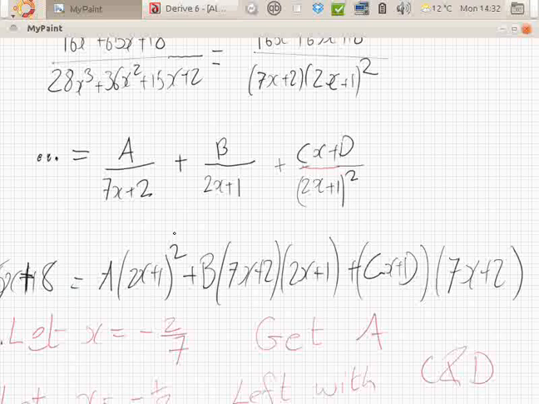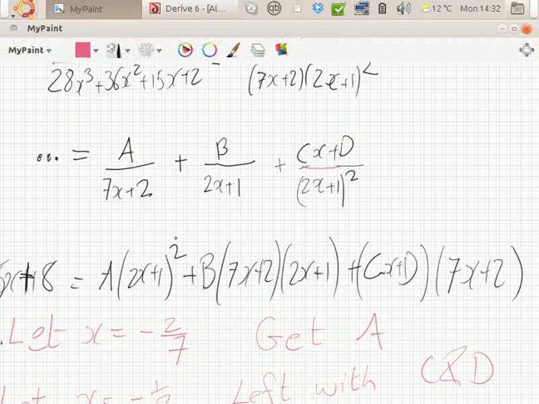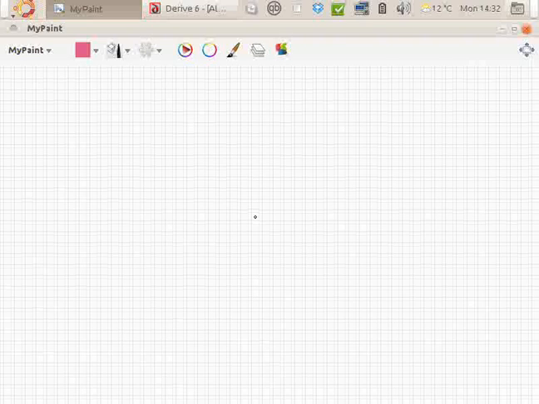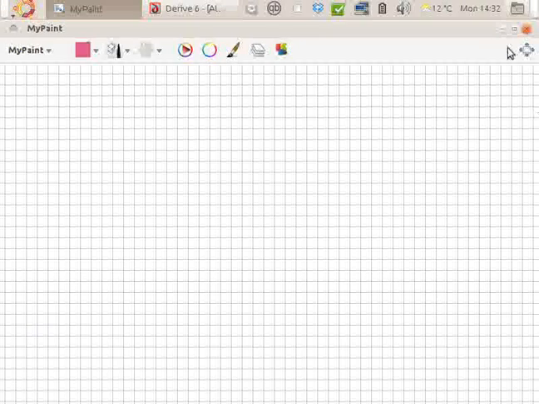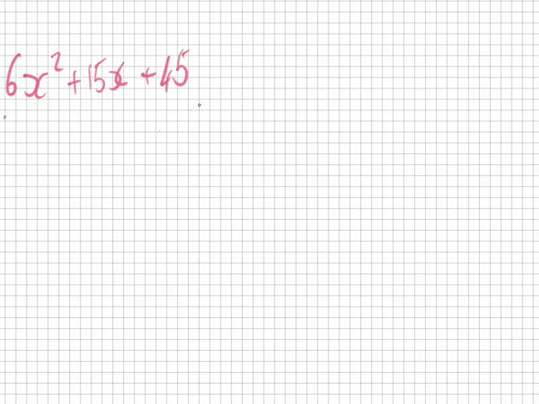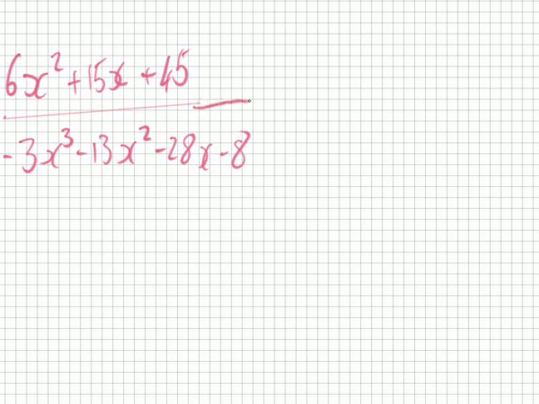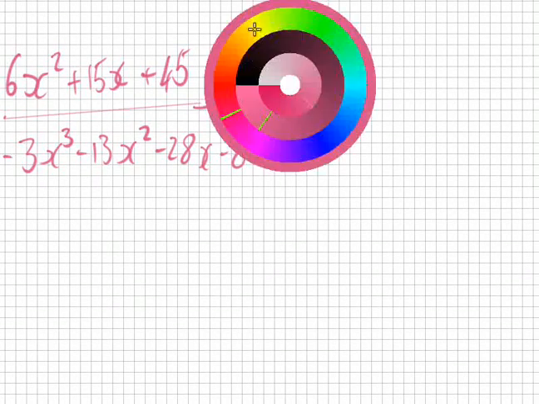Which will take some time. Okay, next example now. 6x squared plus 15x plus 45 over minus 3x cubed minus 13x squared minus 28x minus 8 equals. Sorry, it's in a different colour.